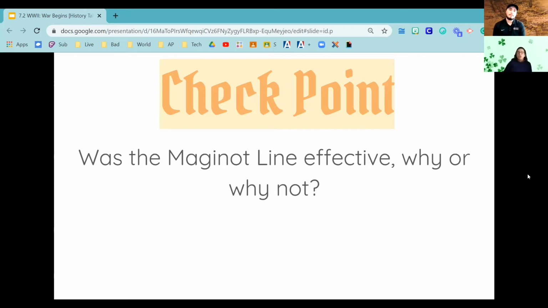So again, you guys are going to go ahead and pause here and you're going to reflect about what we shared with you and what you saw. Was the Manoir line effective? Why or why not? And again, remember the Manoir line is the fictional line that separates France and Germany. It's what originally kept them separated and what the French were counting on to keep the Germans out of France. Your task right now is to answer the question. Was it effective? Why or why not?